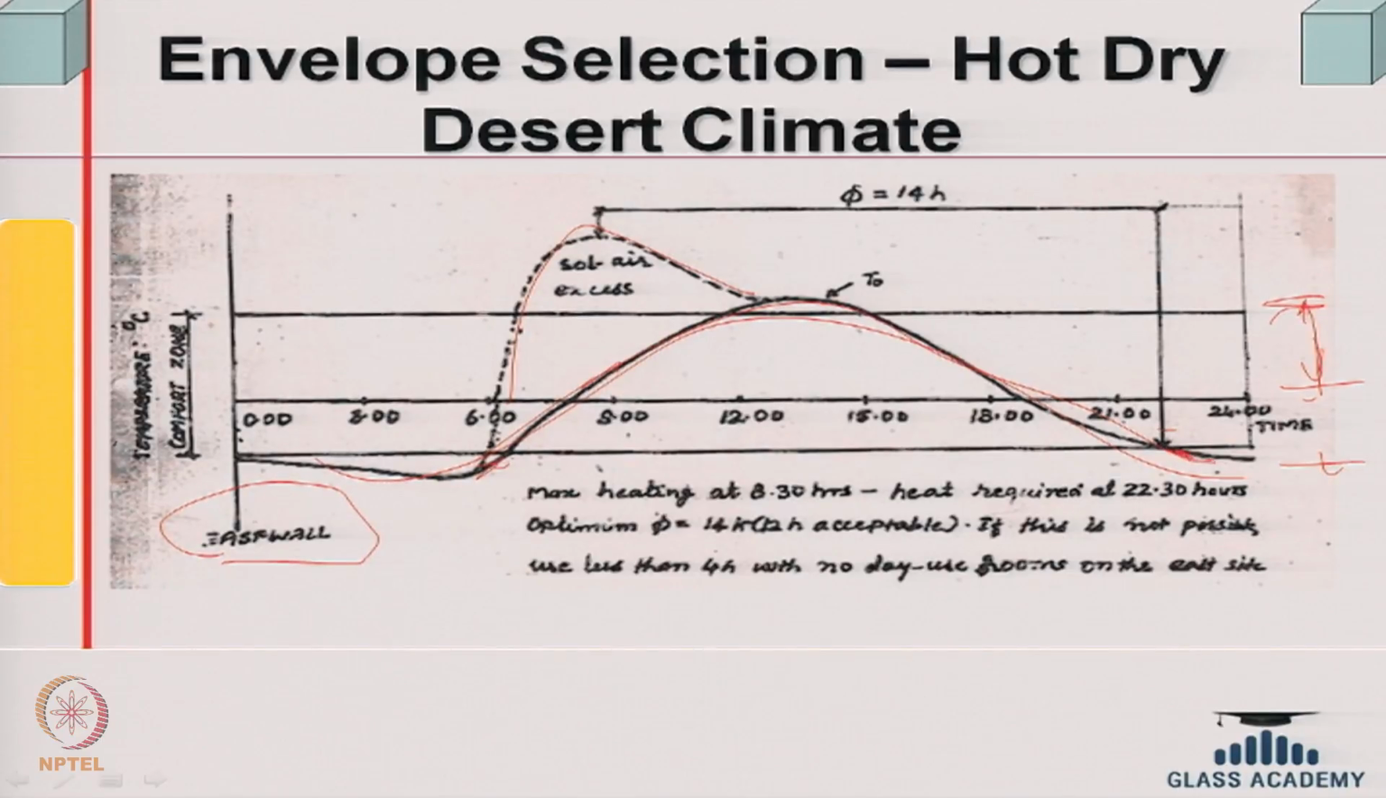Early in the morning about 6 am or so, or rather late in the night onwards to early in the morning, in a hot dry desert climate, it can be quite cold outside, because a lot of solar radiation, a lot of long wave radiation would have been there from the surface of the earth to the external sky.